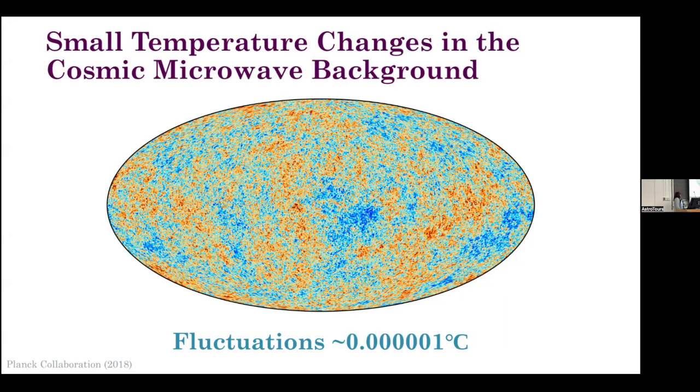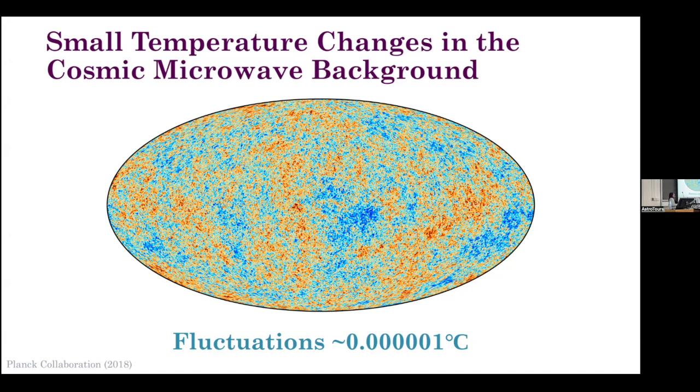Here's a map from the Planck collaboration of our cosmic microwave background with that average temperature taken away. And you can see all these tiny temperature changes on the order of microcelsius, or 0.000001 degrees Celsius.